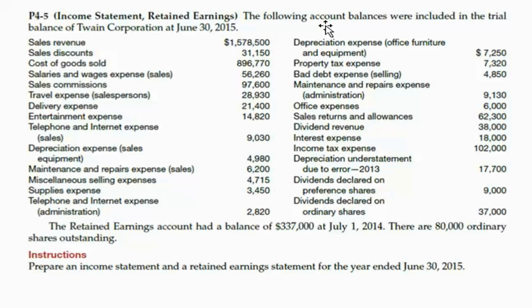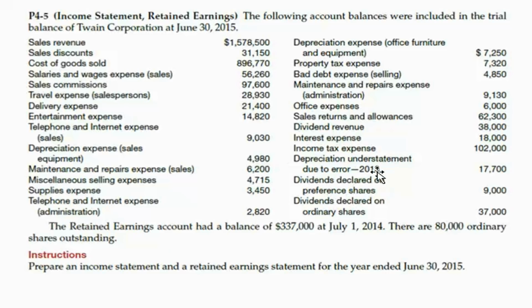Depreciation expense, which it says is for office furniture and equipment. Property tax expense, bad debt expense, which it says is for selling. Maintenance and repairs expenses, which it says are for administration. Office expenses, sales return and allowances, dividends, revenues, interest expense, income tax expense.